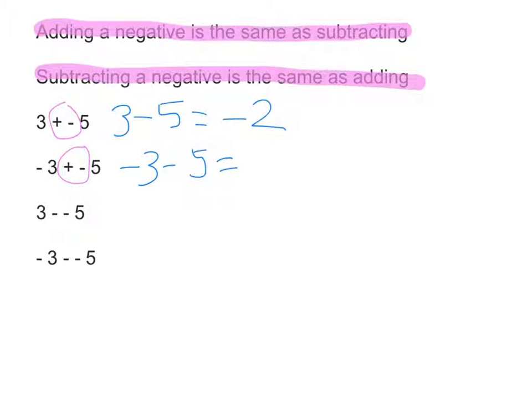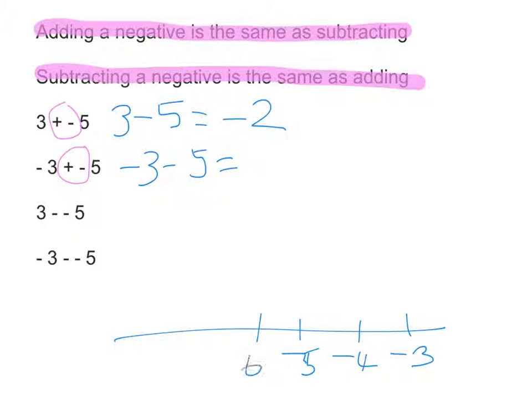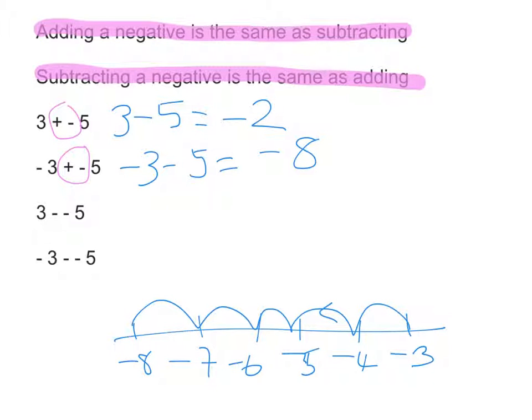Now, -3 take away -5, consider a number line. Here's -3. If I'm taking away, I'm moving further down the number line. And what I'm basically doing is 1, 2, 3, 4, 5 jumps further down the number line. So that would be -8.